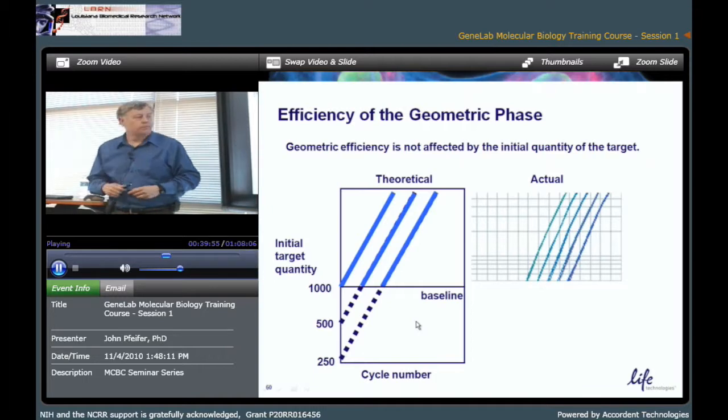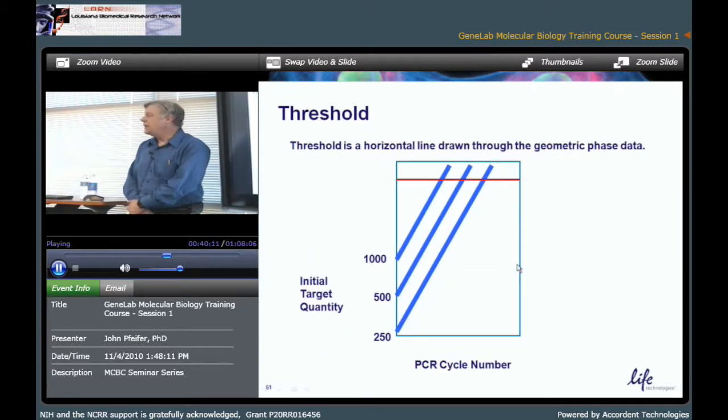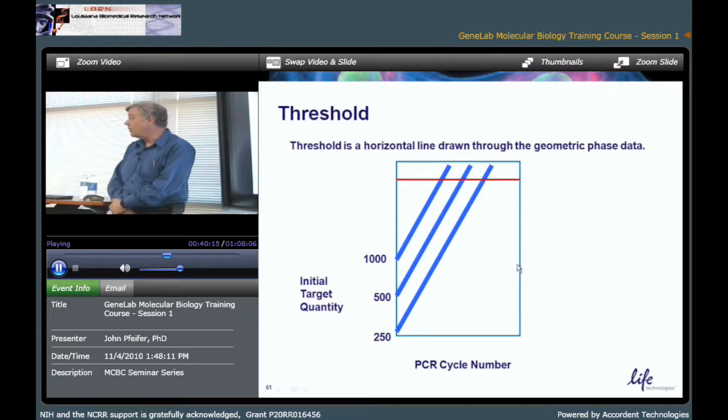Now that would imply, as shown here on the left, that if I were to plot the geometric data in a semi-log plot, the lines should be parallel. And in fact, that's exactly what we see, parallel lines. So the next step in the process is we draw a horizontal line through the geometric data, which we call the threshold.